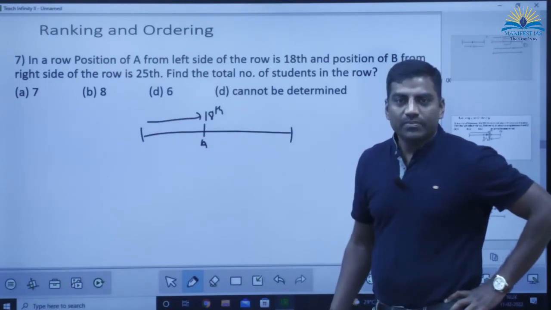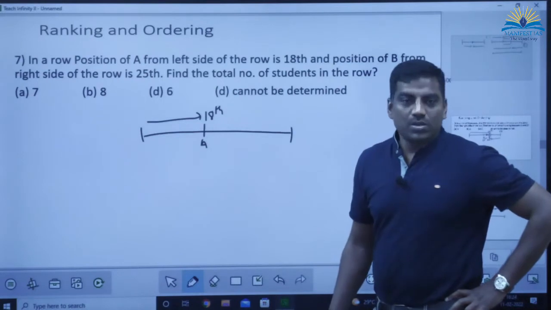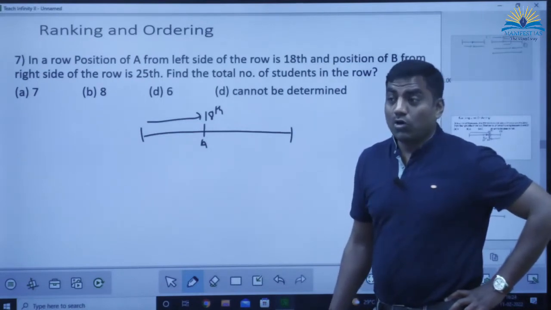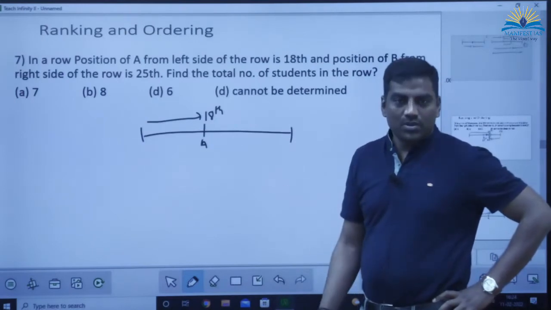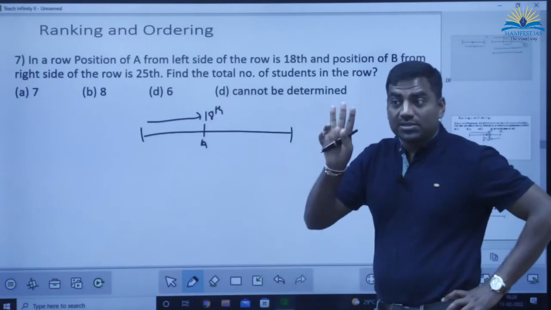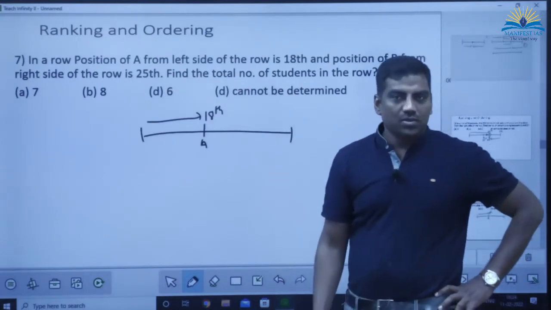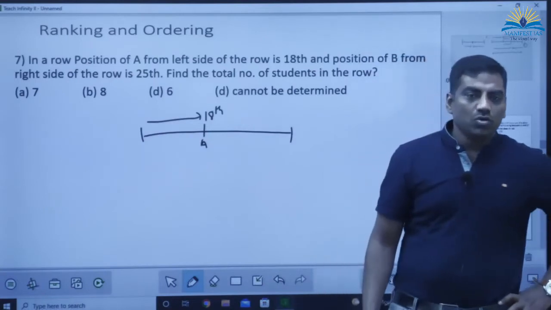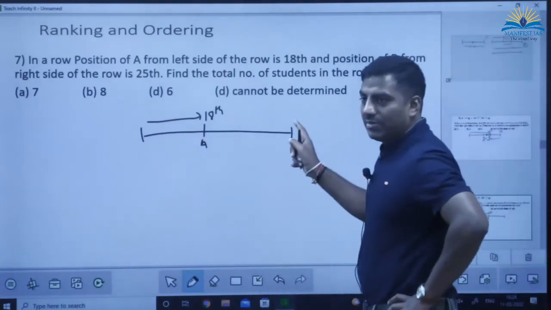You don't know, right? Unless the total number of people is given, you cannot. Unless one more position of A is given, you cannot. So, this problem requires 5 data, at least 3 data we should know. Only with 2 data, we cannot do anything. Yes or no? So, this cannot be determined.